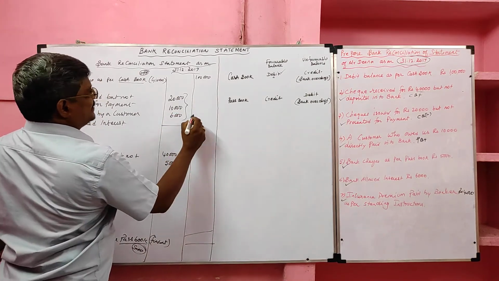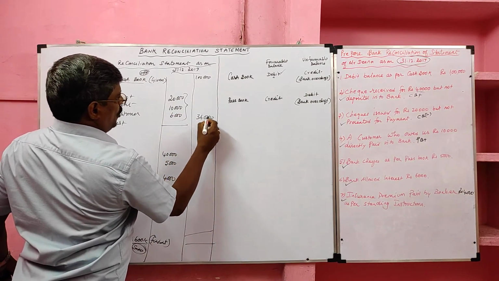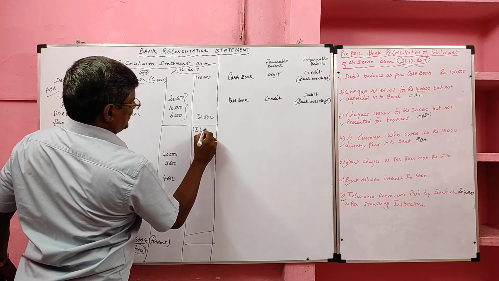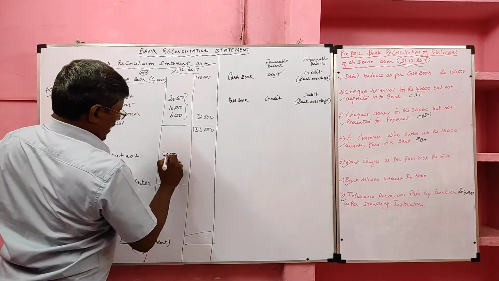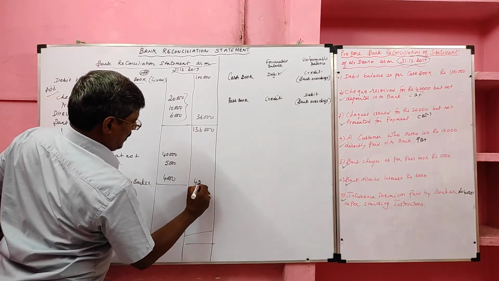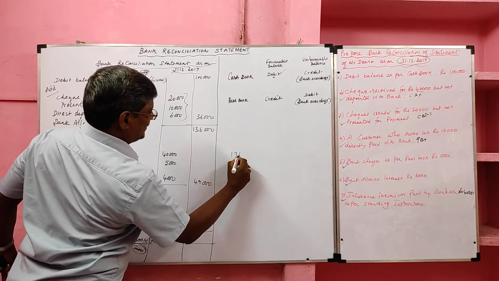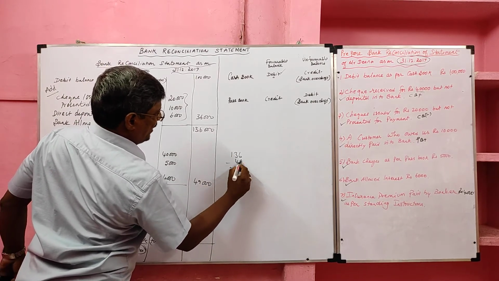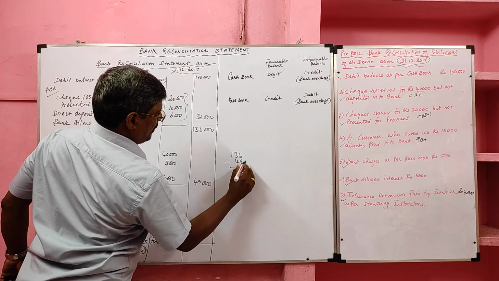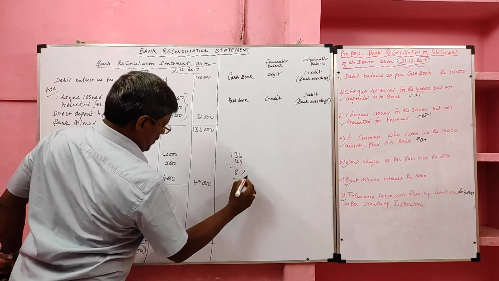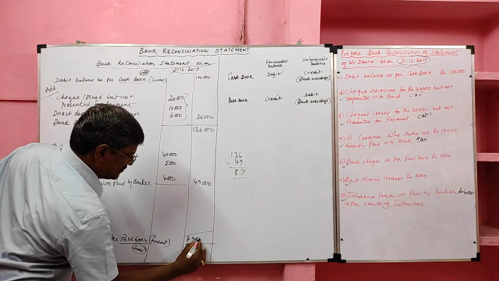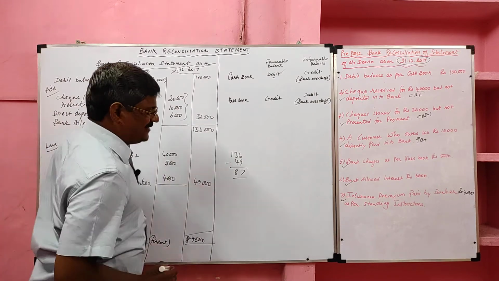Add this 36,000. Total 1,36,000. Add this 49,000. So 1,36,000 minus 49,000. Our balance as per passbook is 87,000.